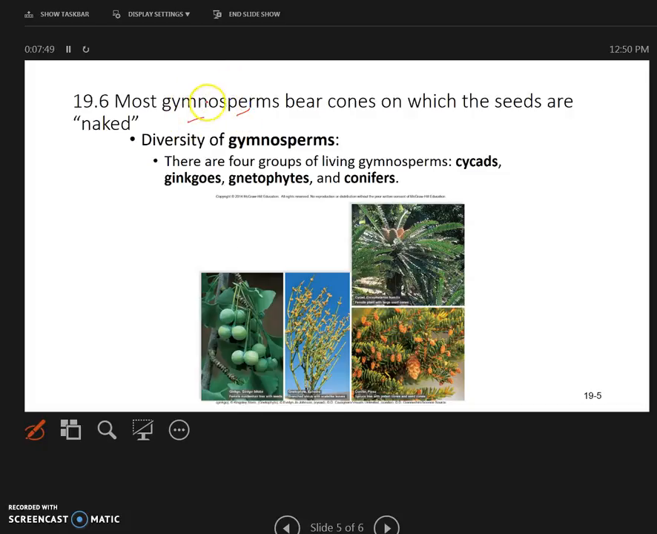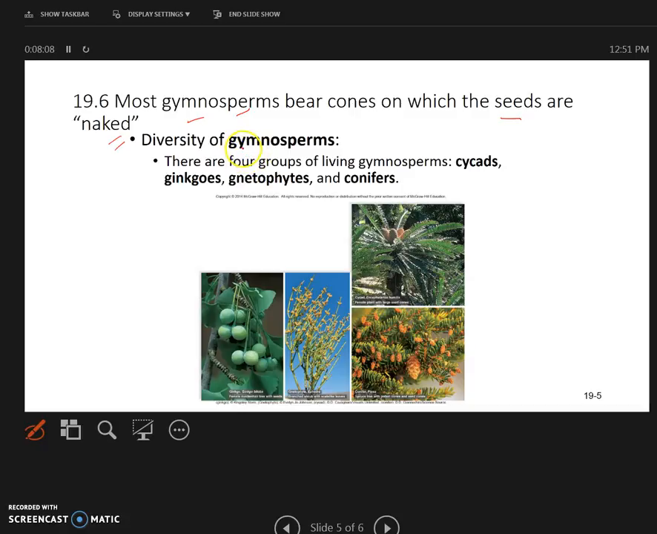Gymno means naked, sperm means seed. So gymnosperms, basically what they're trying to tell you is that the seeds are naked. They are not covered by a fruit. There are 4 groups: the cycads, the ginkgos, gnetophytes, and the conifers are the gymnosperms.